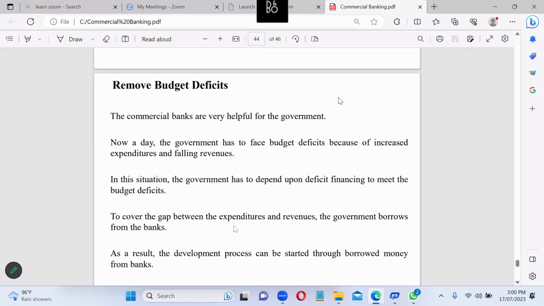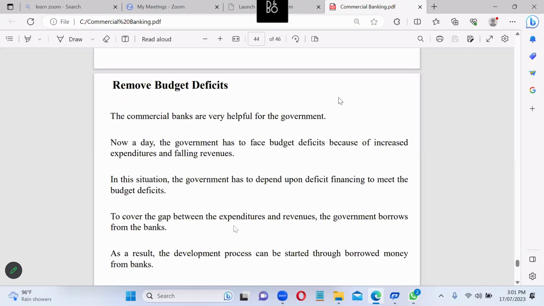Once we deduct the revenue from the cost, if the revenue is lower than the cost, it is called a deficit problem, where the cost is higher than the revenue. Nowadays the government has to face a budget deficit. I don't know about all countries, but in Sri Lanka we are facing a budget deficit because of increasing expenditure and falling revenue, which means the revenue is much poorer than the expenditure. In this situation, the government has to depend upon deficit financing to meet the budget deficit.